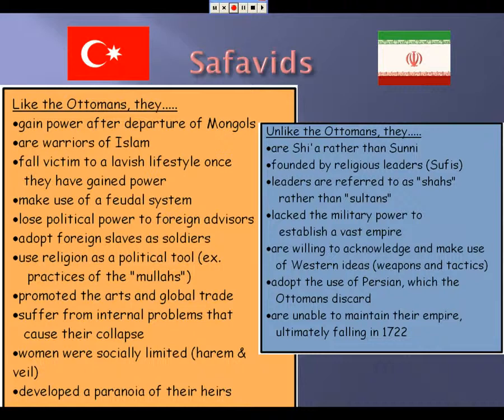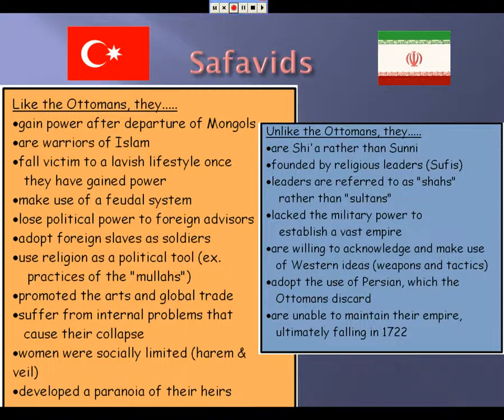But the quick version of the Safavids, much like the Ottomans, again, like we said, we're going to do this compare and contrast style. So like the Ottomans, the Safavids are able to start their empire thanks to the Mongols. When did they start up? Roughly the same time, beginning of the 14th century, early 1300s. Much like the Ottomans, this is a Muslim empire that's very militaristic. Much like the Ottomans, they will eventually decline in part because of the whole lavish lifestyle, corrupt government, blah, blah, blah.